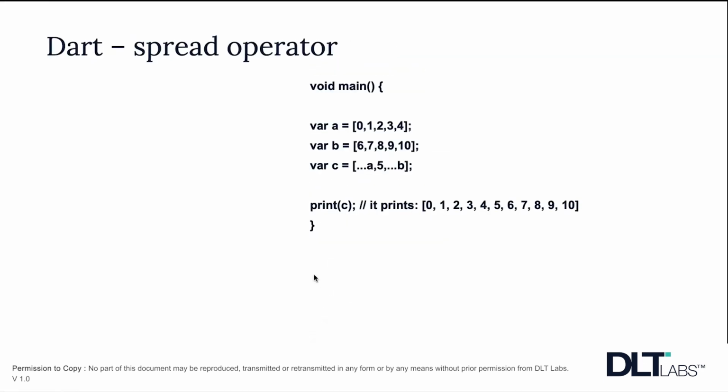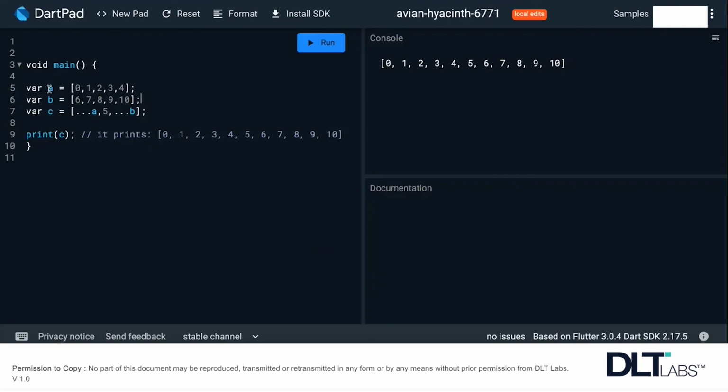Spread operator. So basically, with the help of the spread operator, we can add two arrays. You can see an example here. So we have a variable a, which is 0, 1, 2, 3, 4. We have a variable b, which is 6, 7, 8, 9, 10. And this is an example where we are creating a variable c equal to spread operator of a. So it will copy the contents from a, which is 0, 1, 2, 3, 4. Put 5, or basically insert 5, and append the elements of b, which is 6, 7, 8, 9, 10.